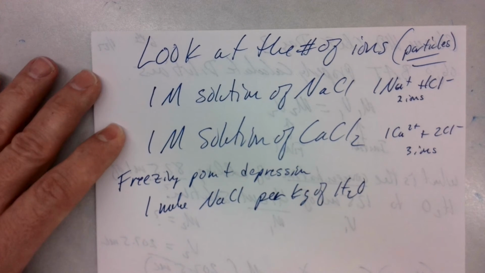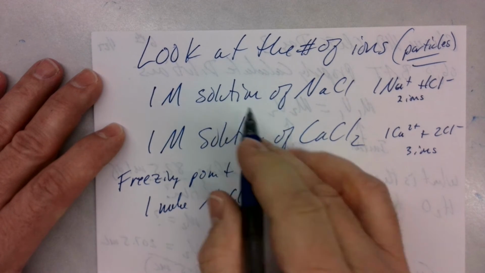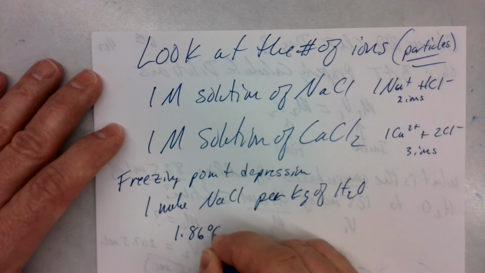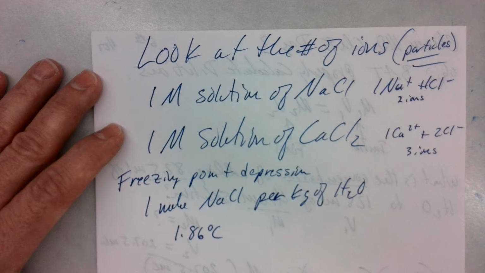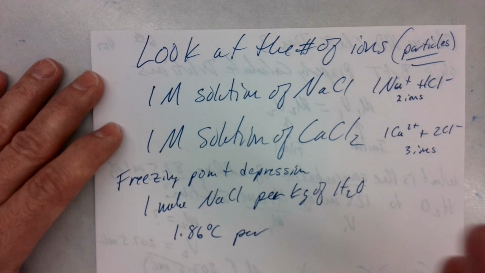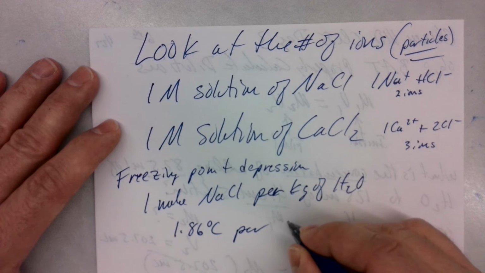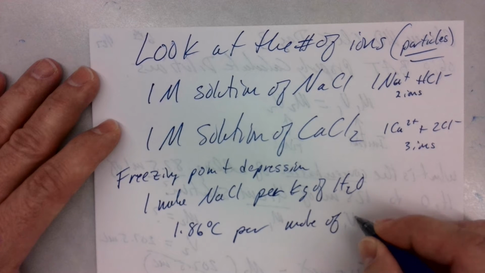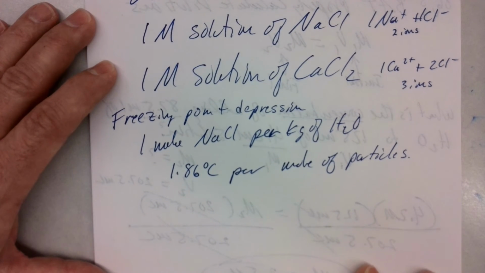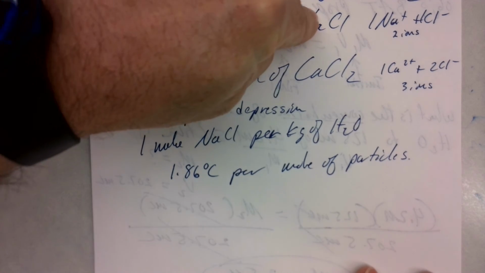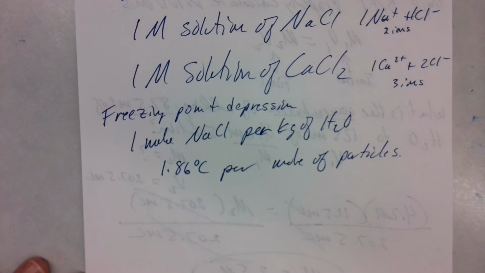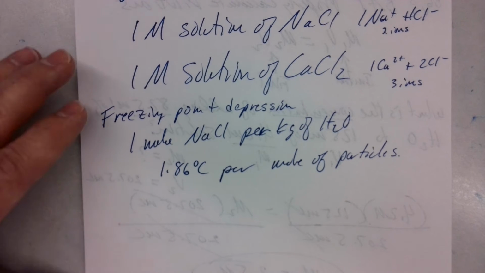Okay? Now when it does that, I'm going to change the freezing point by 1.86 degrees Celsius per, let's say, per mole of particles. Okay? Now, if I put NaCl on my sidewalk, how much is it going to change the freezing point of that ice?